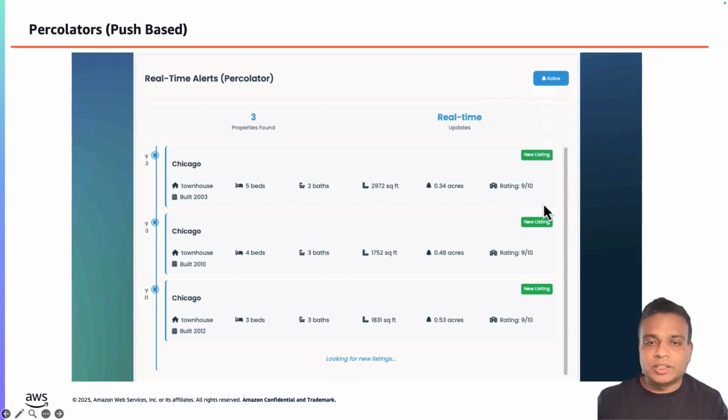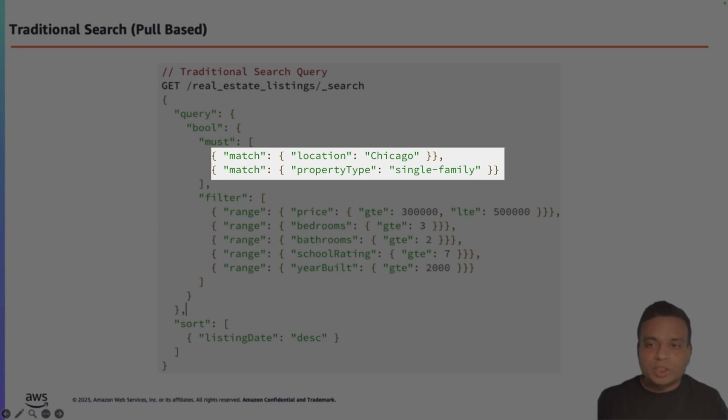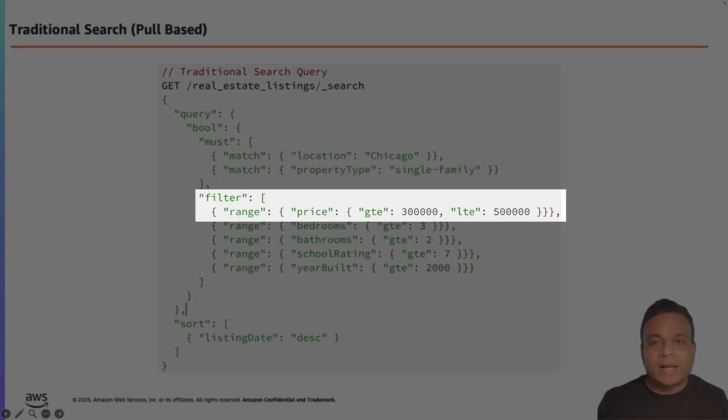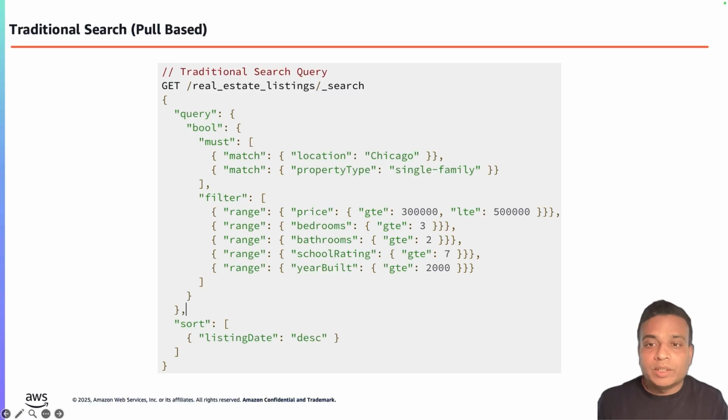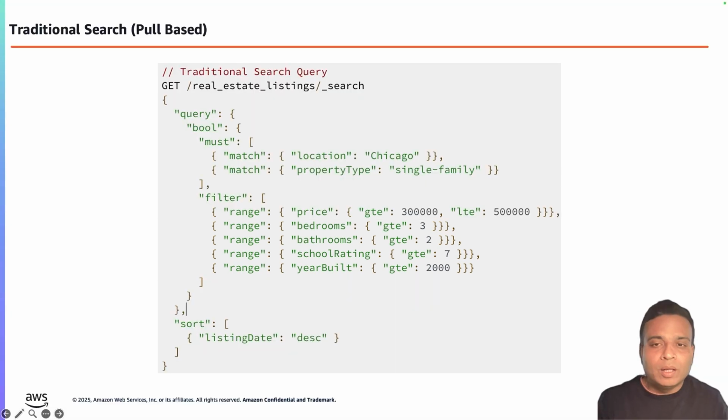In a traditional search scenario, this OpenSearch query represents what happens every time a user clicks the search button on the property listing website. Think of it as a snapshot in time. The user specifies they want a single-family home in Chicago between $300,000 and $500,000 with their must-haves like 3+ bedroom, 2+ bathroom, good schools, relatively new construction. And the system immediately searches the underlying index to find matches.